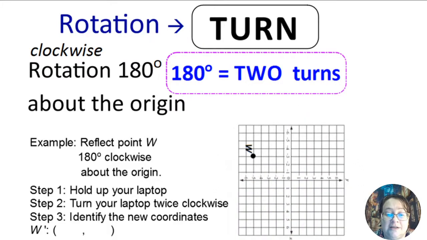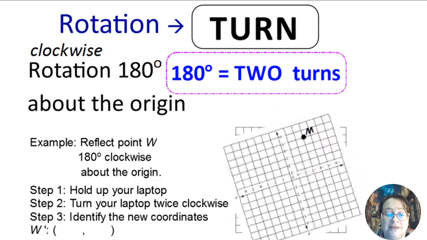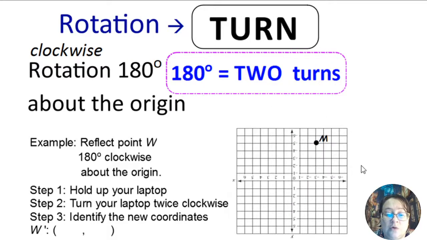Once, twice, and now I identify the new coordinates. Again, ignoring these numbers on the line because they've changed. And I just count from the origin. 1, 2, 3, up, 1, 2, 3, 4, 5. This is my new point, W prime. So it is 3, 5.